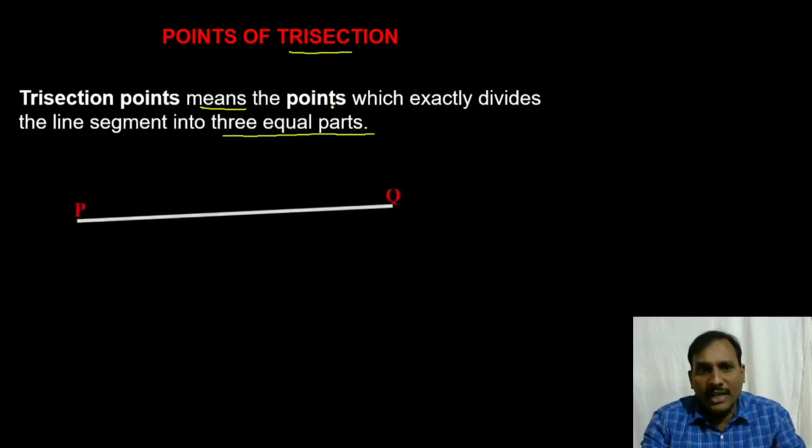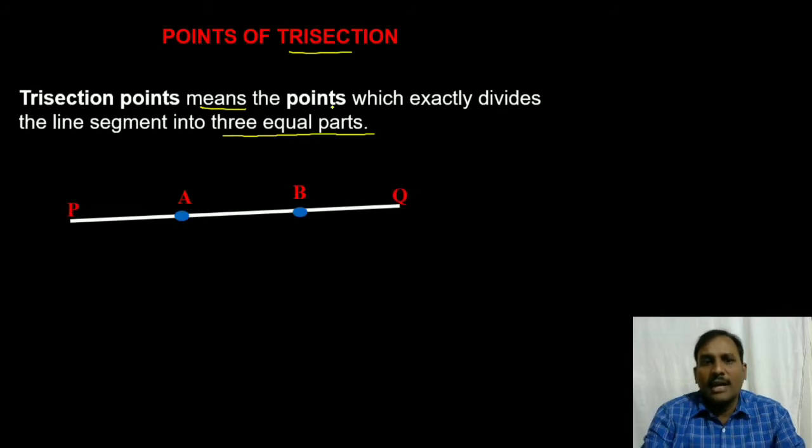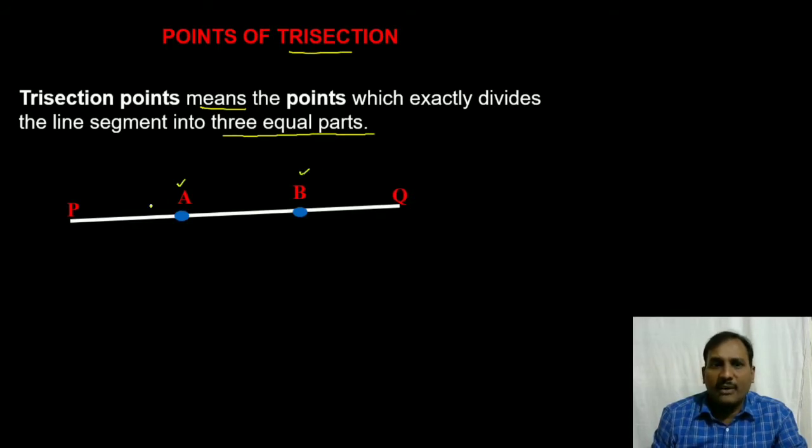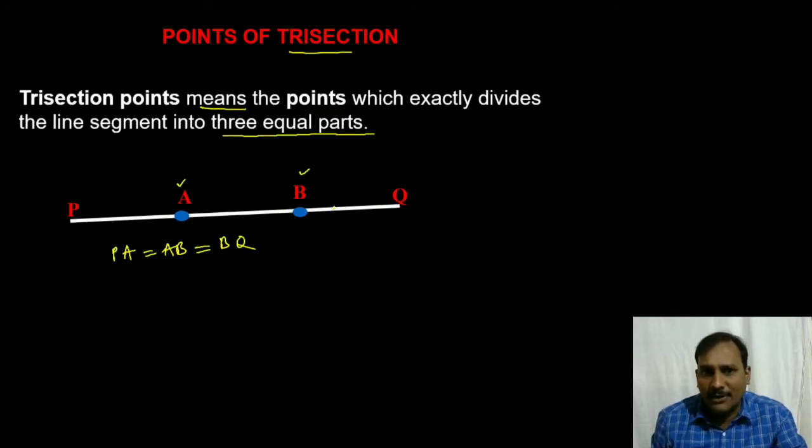Suppose you take a line segment PQ and these are the points A and B. These two points A and B are dividing PQ into three equal parts. That is PA is equal to AB is equal to BQ, three equal parts. So, A and B are called the points of trisection or trisectional points.